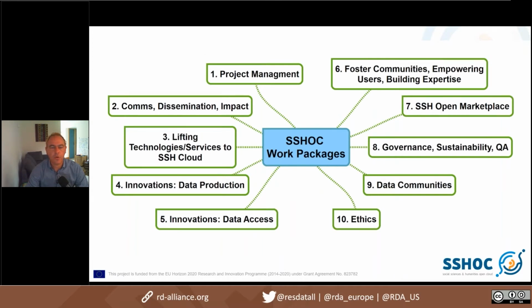It's a pretty wide-ranging project, SSHOC, as it would have to be to bring together this disparate group of people. We are talking today from the perspective of the Governance, Sustainability and Quality Assurance group.